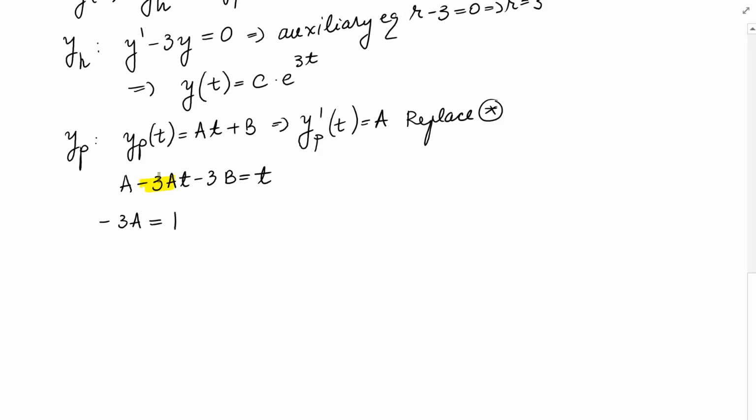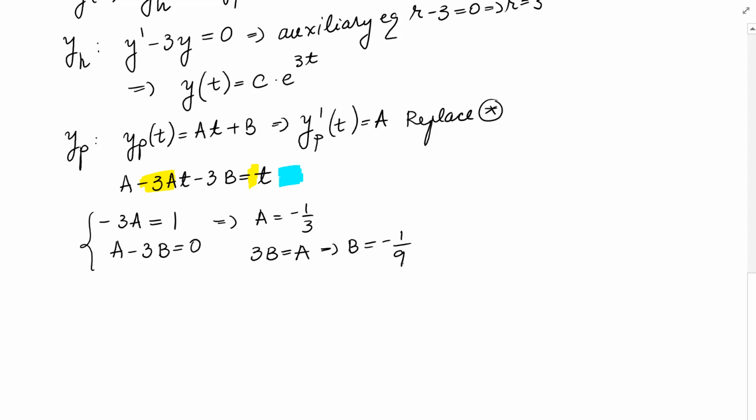The coefficient of t from the left hand side equals the coefficient of t from the right hand side, and the constant a minus 3b is equal to the constant on this side, which is actually 0. So this is a system of equations. A equals negative 1/3 and 3b equals a, which means b equals a over 3, or negative 1 over 9.